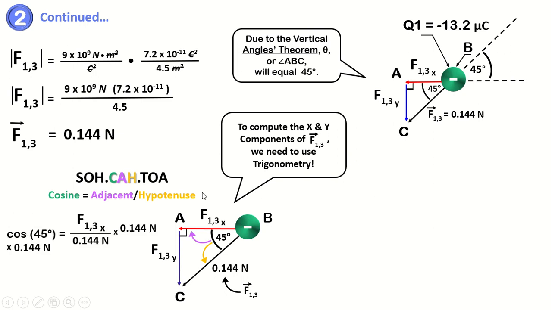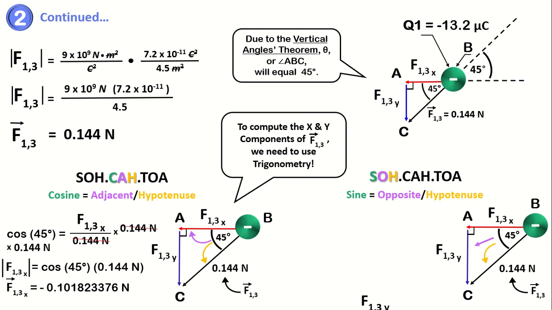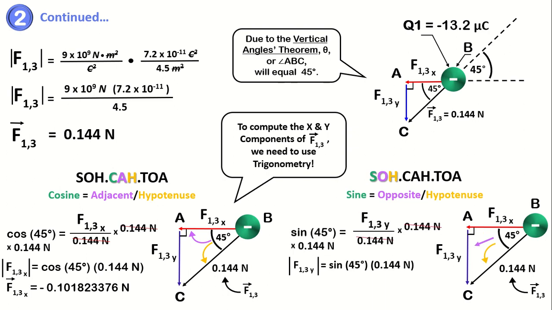Cosine 45 degrees equals the x component of force on charge 1 due to the presence of charge 3, all divided by 0.144 newtons. Multiply by 0.144 newtons to cancel it out on the right side, and we'll just be left with a value of negative 0.10182336 newtons. We added the negative sign there because, as we can see, it's in the negative x direction, right? And we'll do the same thing for the y value, as shown here. They cancel out, and we're left with the same value, since it's a 45-45-90 degree triangle. It's the same value with the negative sign since the y component is in the negative y direction.